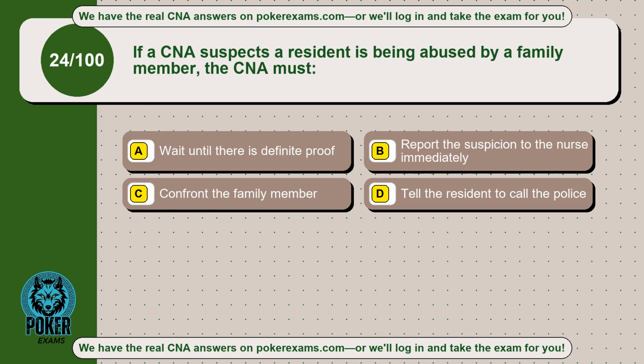Question 24. If a CNA suspects a resident is being abused by a family member, the CNA must: Option A, wait until there is definite proof. Option B, report the suspicion to the nurse immediately. Option C, confront the family member. Option D, tell the resident to call the police.